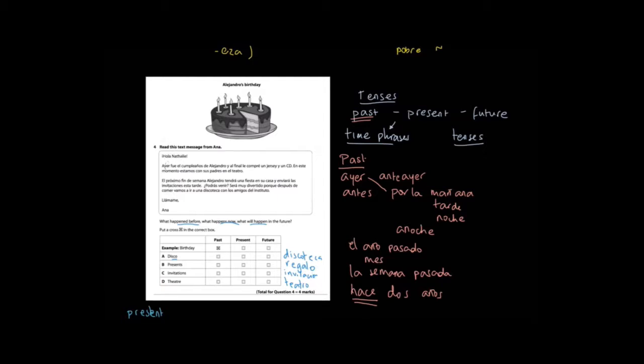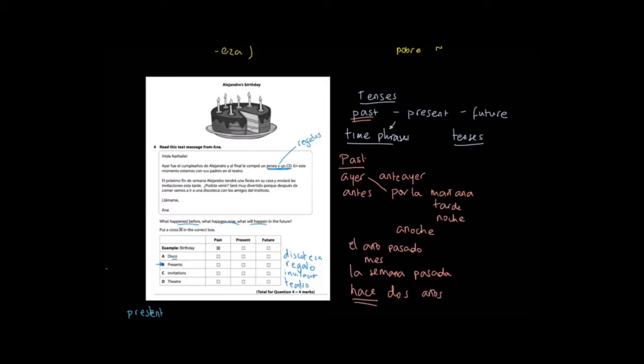Hola, Natalie. Ayer fue el cumpleaños de Alejandro. Okay, we know that, so it's Alejandro's birthday. Y al final le compré un jersey y un CD. Okay, so jersey and CD. This is pointing us towards presents. And notice that in this case, the information is not being given in order. Un jersey y un CD. So these are the same as regalos. These are the same as presents.